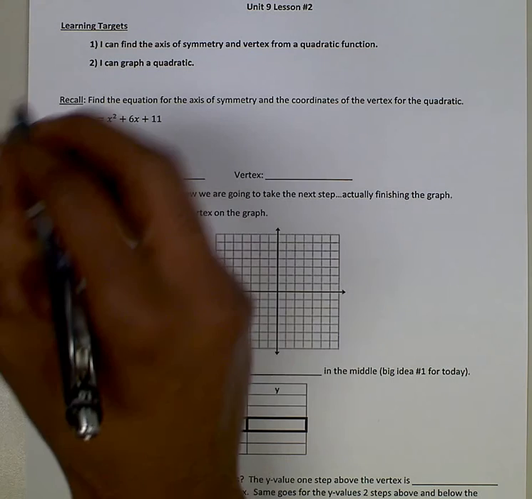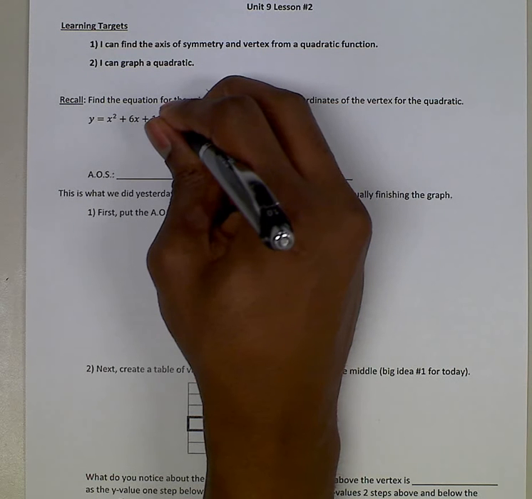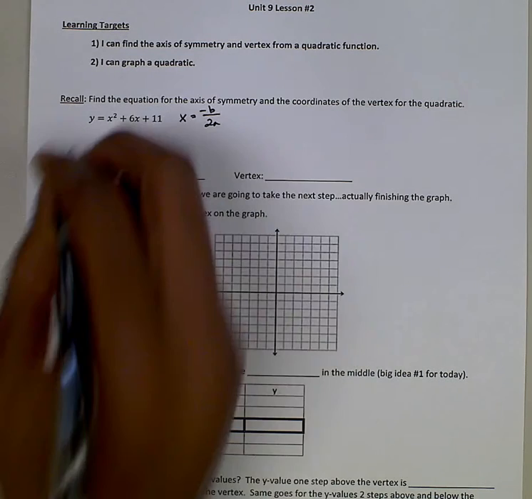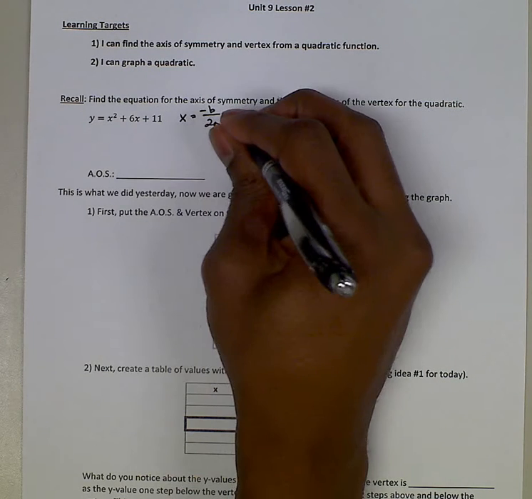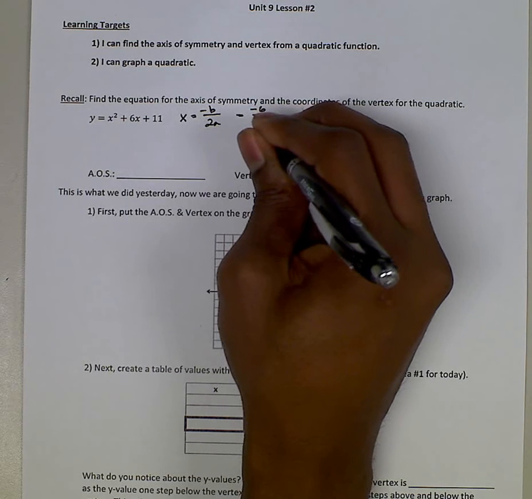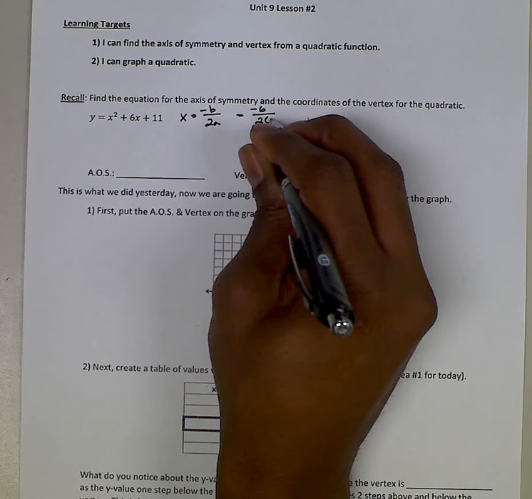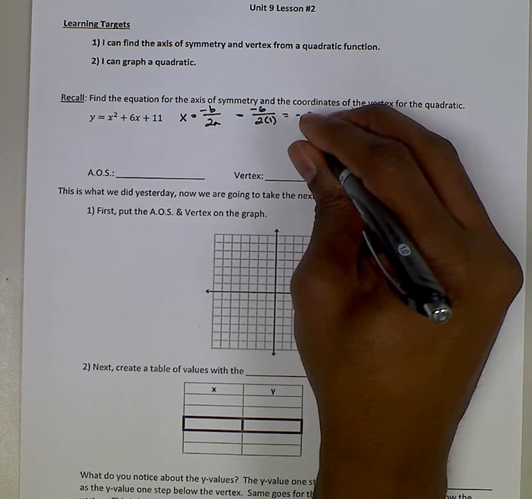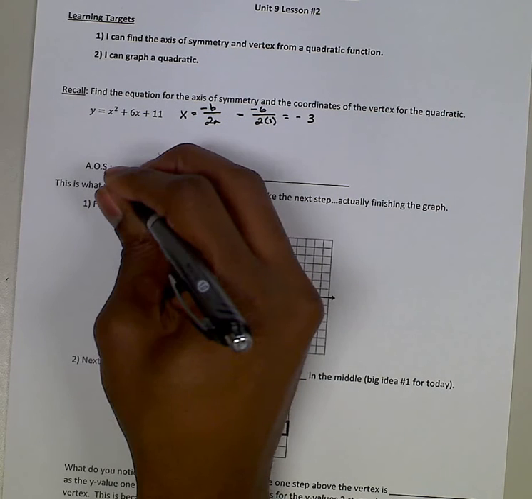Okay, if you remember from last time, the axis of symmetry was x equals opposite b over 2a. So to find that for this, opposite b is 6, so negative 6 over 2 times a, which is 1. So negative 6 divided by 2 is negative 3. So our axis of symmetry is at x equals negative 3.